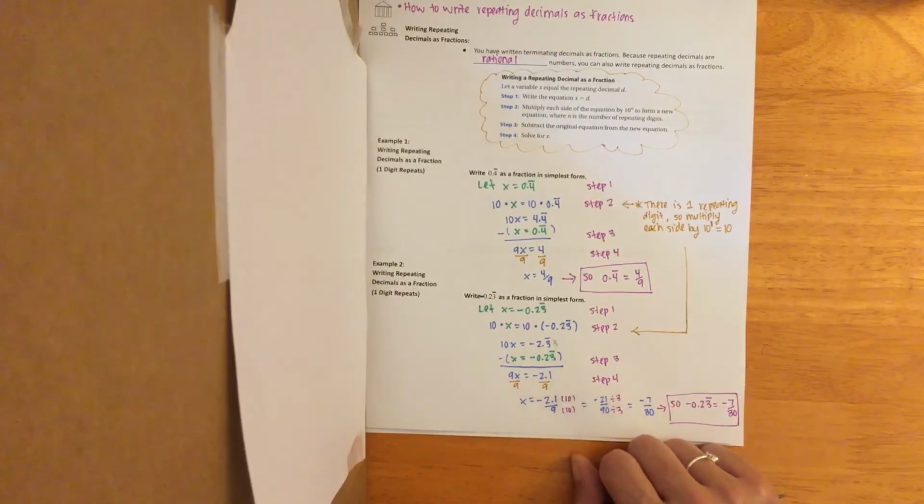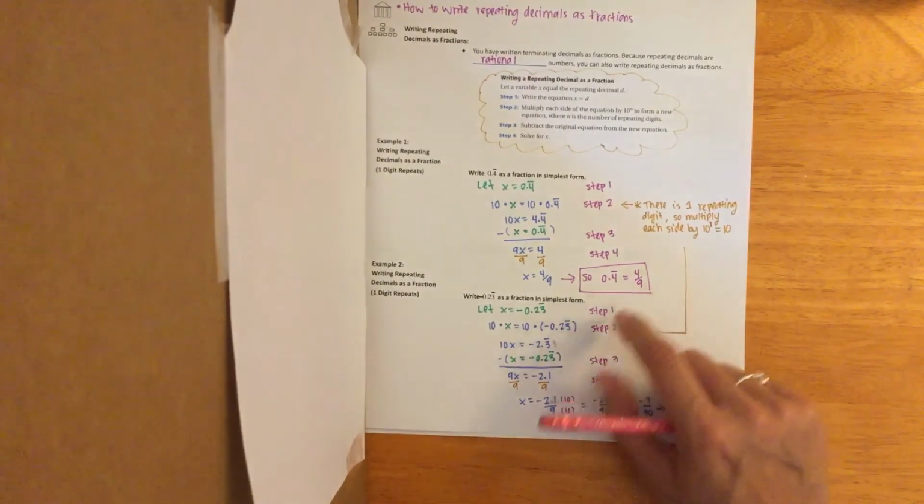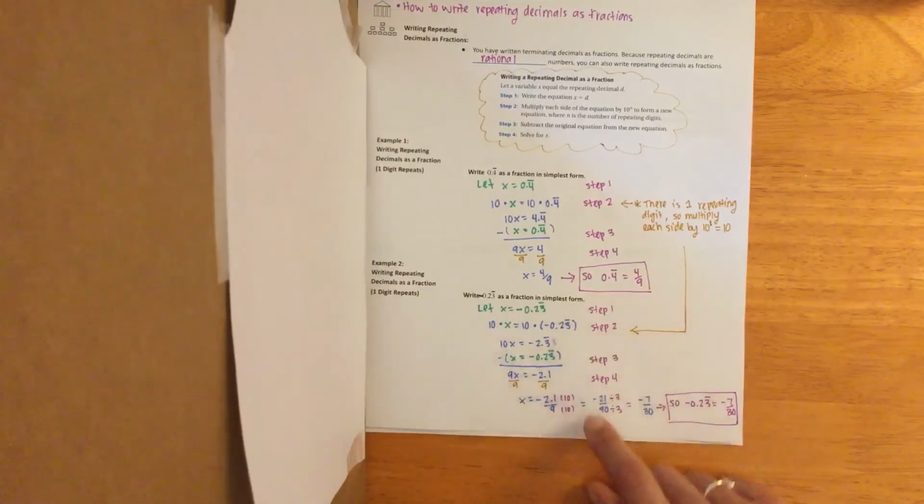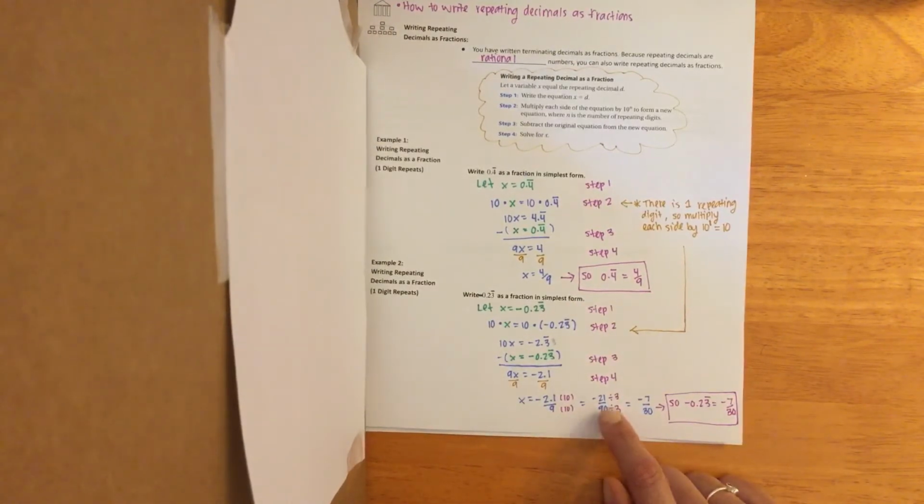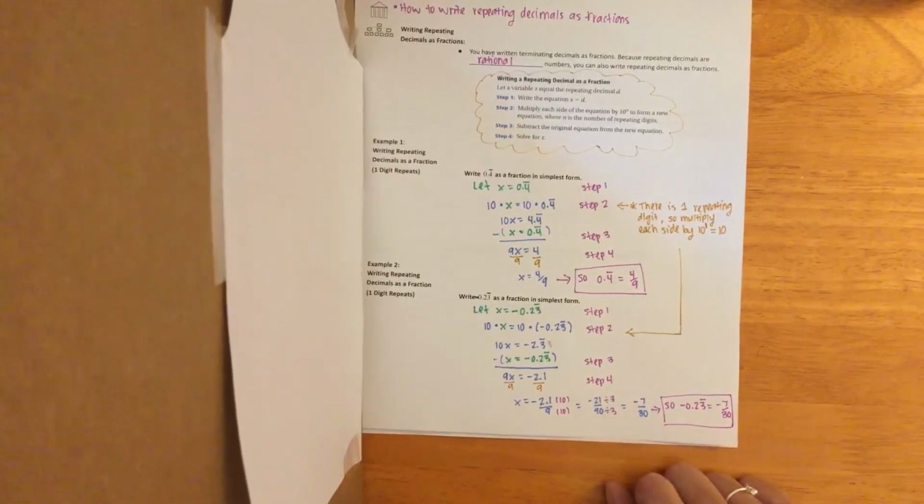Now I have a fraction, but they want a fraction in the simplest form. This is not simplified yet, so I know that they have 3 in common. That's the greatest common factor in both of those. So I'm going to divide by 3 on top. I get negative 7. 90 divided by 3 is 30, because again, whatever I do to the top, I have to do to the bottom.